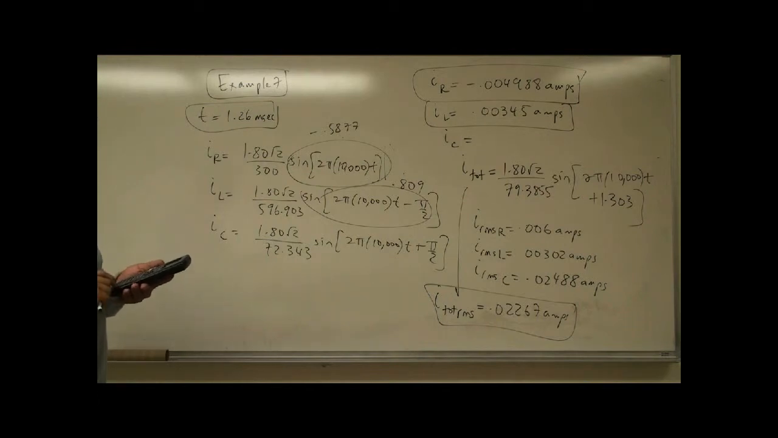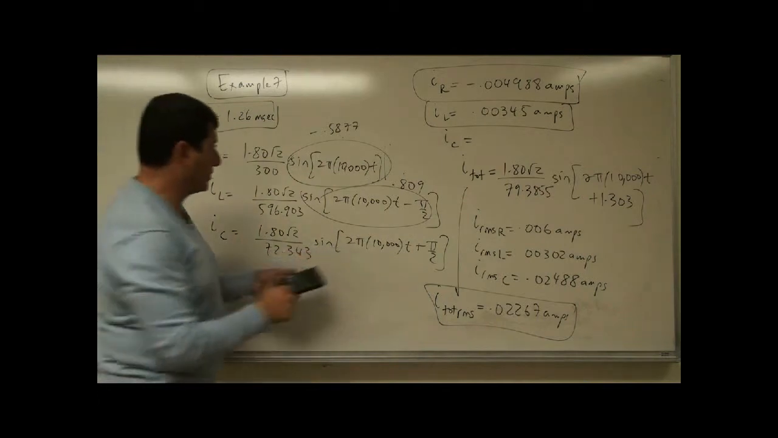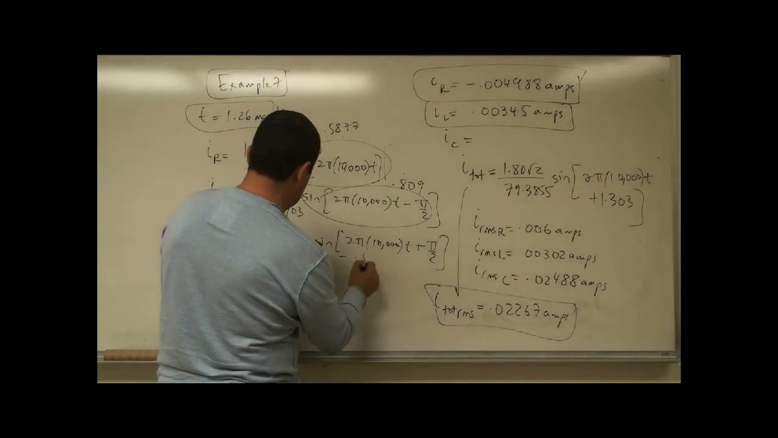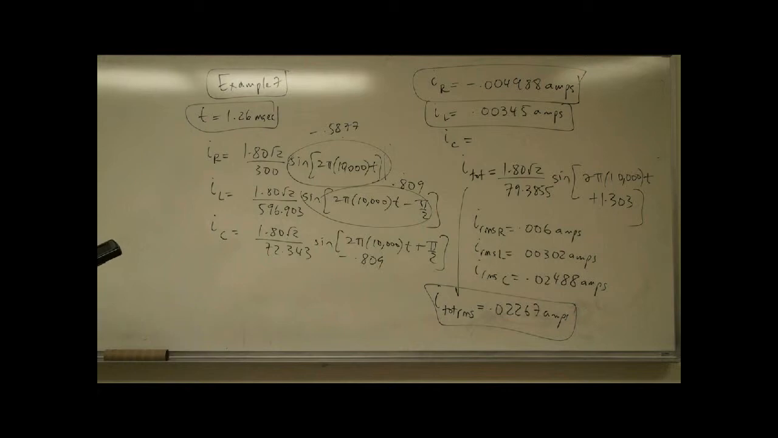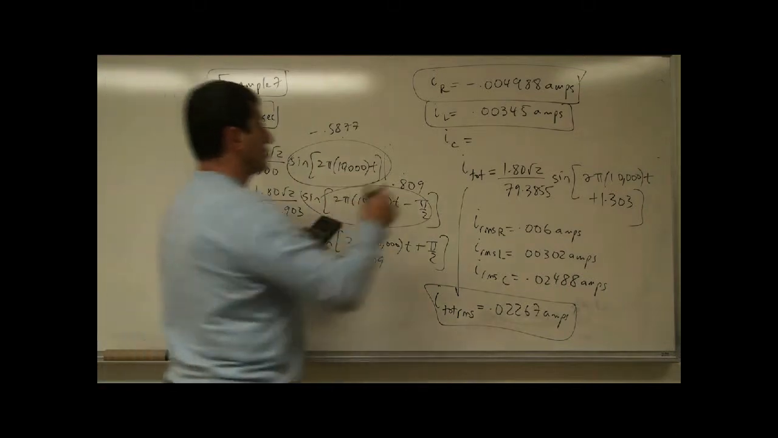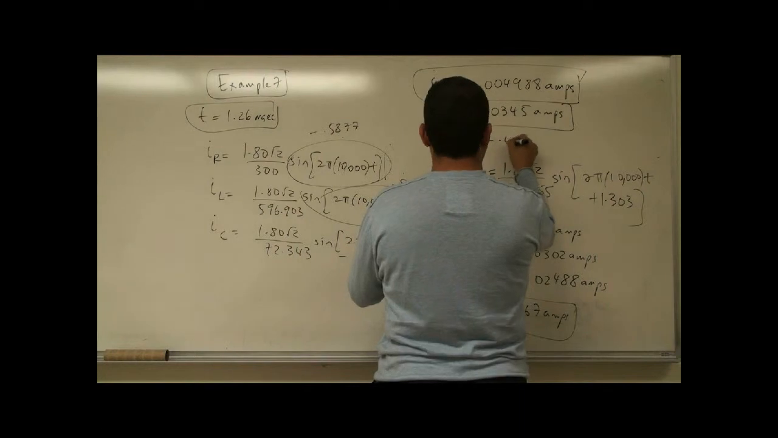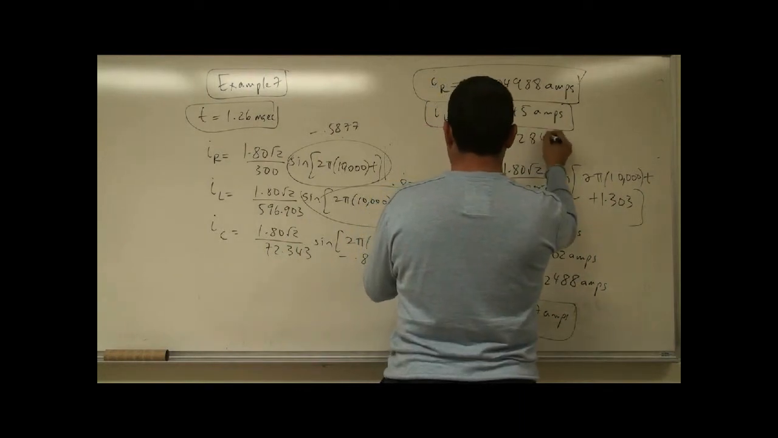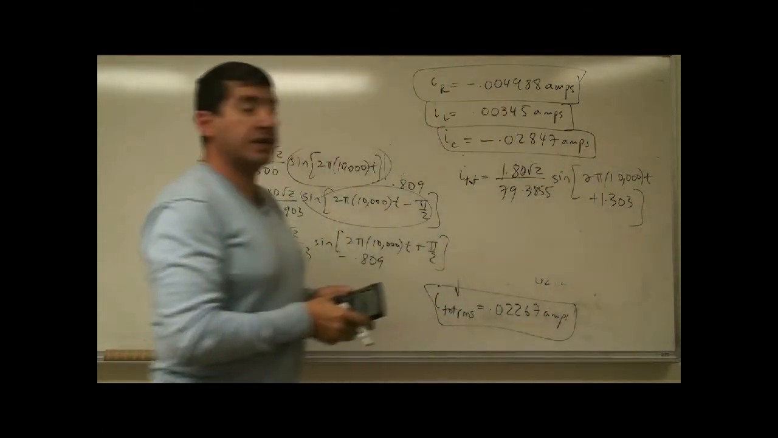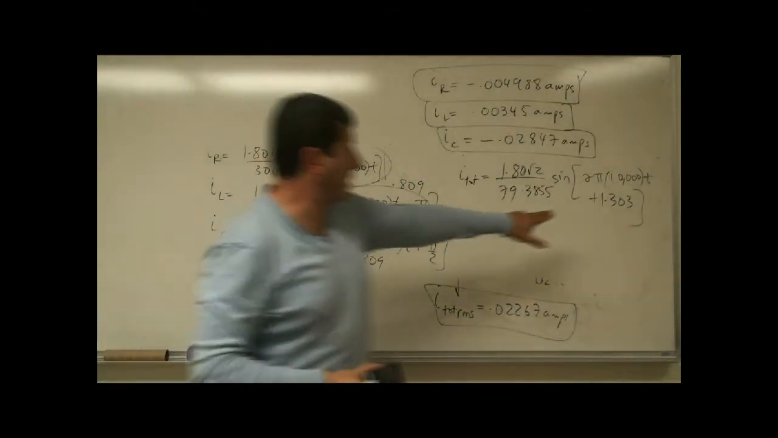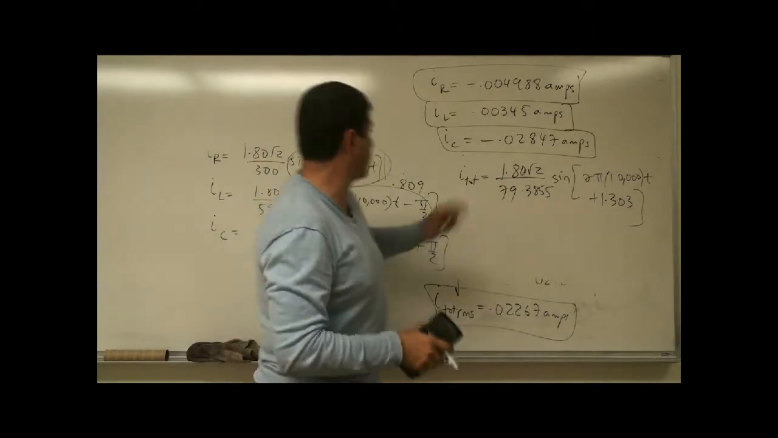In the capacitor, you take this one and then you add pi over 2. Now this one comes out to be negative 0.809. I multiply it by this value, 1.80 times 2 to the power of 0.5 divided by 72.343. So you get negative 0.02847 amps.